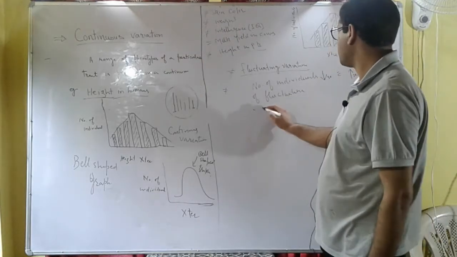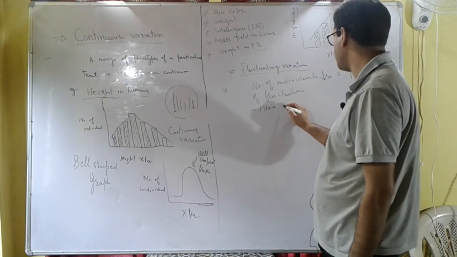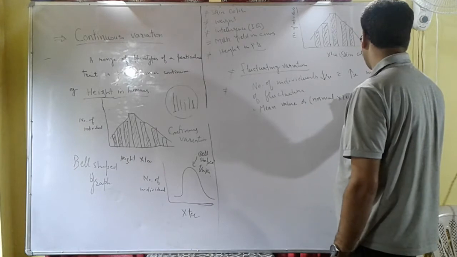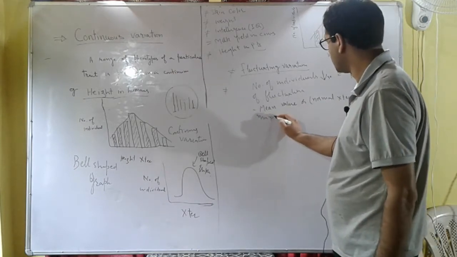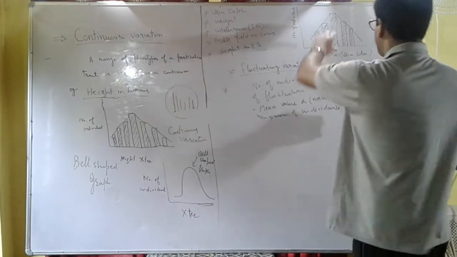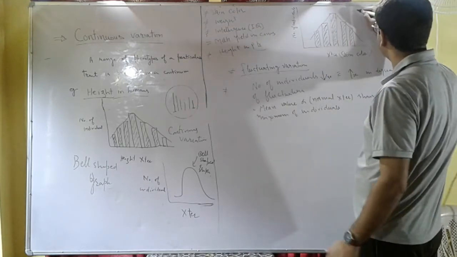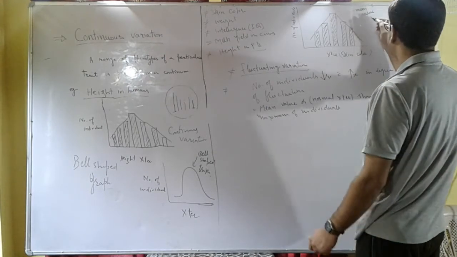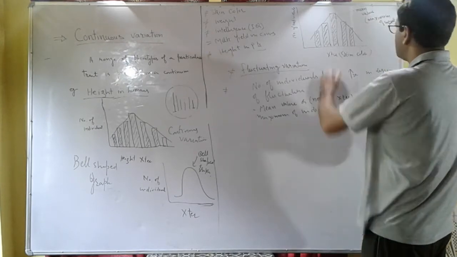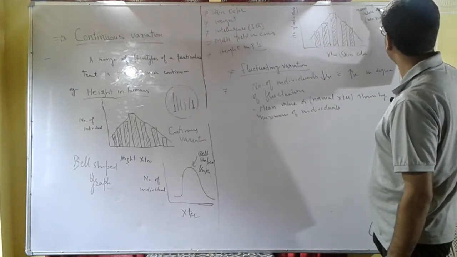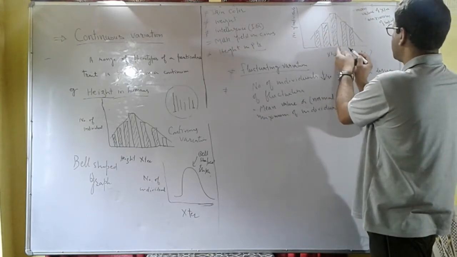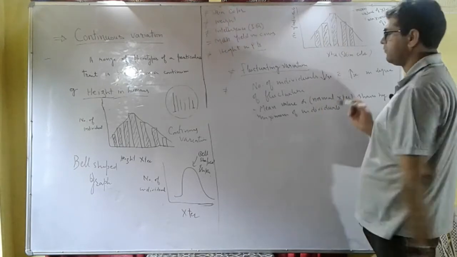So the maximum number of individuals show the mean value or normal character. This average value or mean value is shown by the maximum number of individuals, and then the number of individuals decreases as we move away from the average value or the mean value.